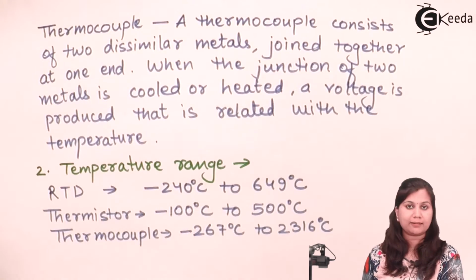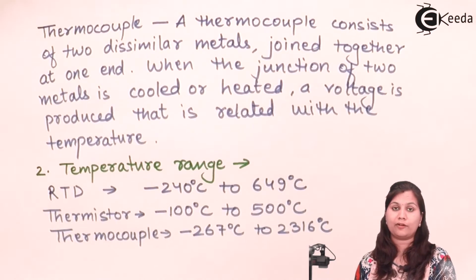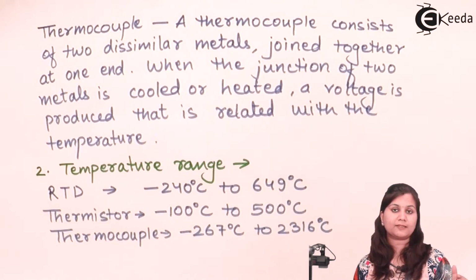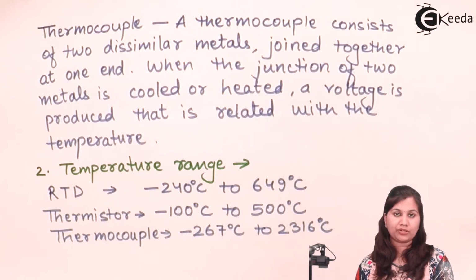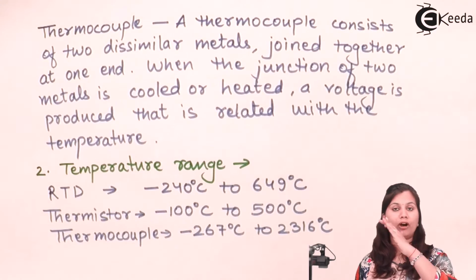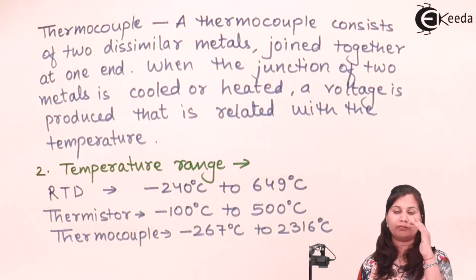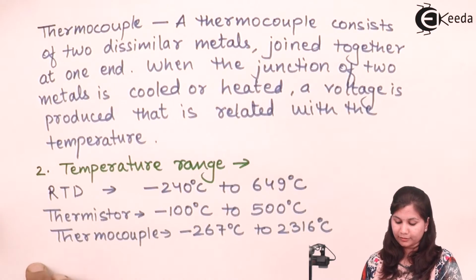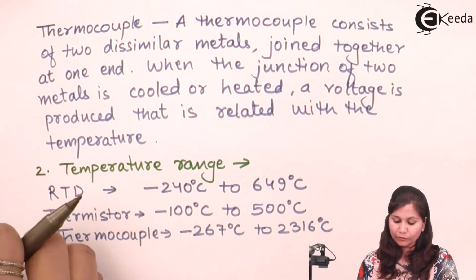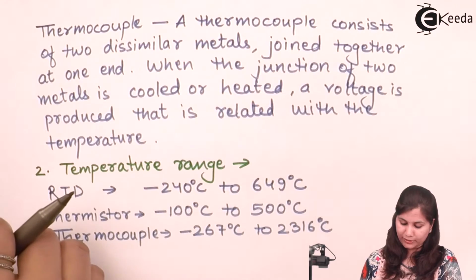So if we see their temperature range, we can say that for the lower temperature ranges, we use thermistor. For the medium temperature ranges, we use RTD. And for higher temperature ranges, we use thermocouple. Okay. So that is the second basis of comparison between these transducers.